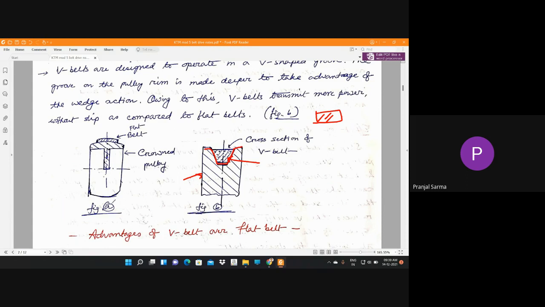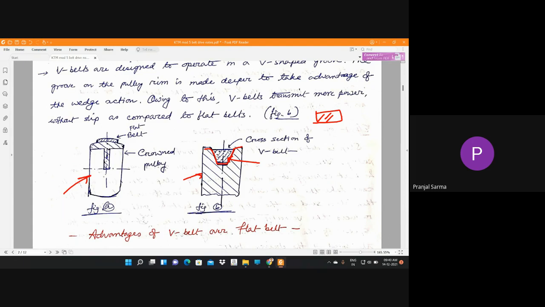But in the case of a flat belt, no such groove is made, which is a requirement for the V belt because it has a trapezoidal cross section. Because of that, a wedge phenomenon also gets developed, and compared to a flat belt, the V belt can transmit more power, and there is less slip. Those are some of the advantages. But flat belts are also being used.